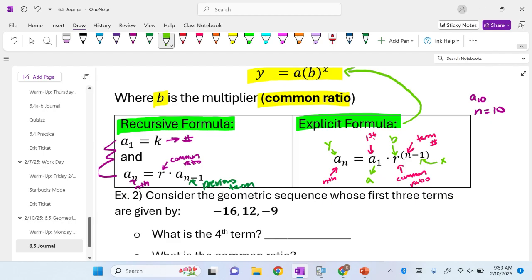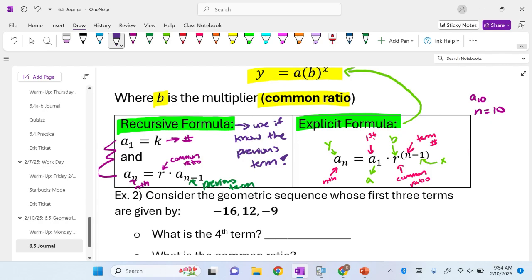Now, best times to use these two formulas. An explicit formula you can use in any circumstance, as long as you're given the first term and the common ratio. The recursive formula we use only if we know the previous term. If you do not know the previous term, in some cases you can brute force it depending on how low the number is. But in other cases, it'd be way quicker to do the explicit formula.